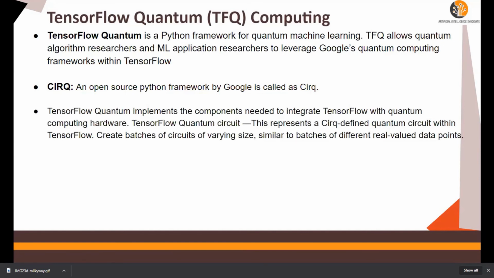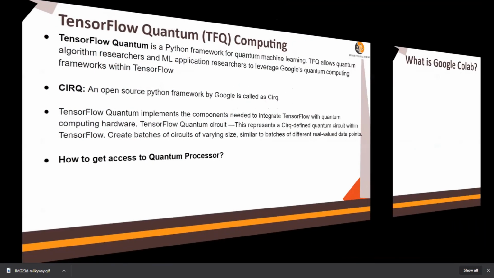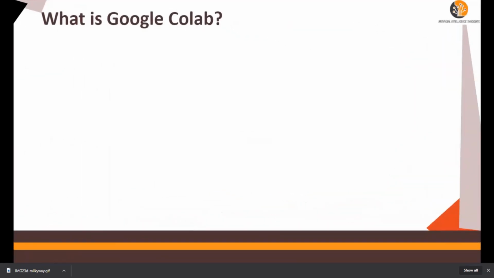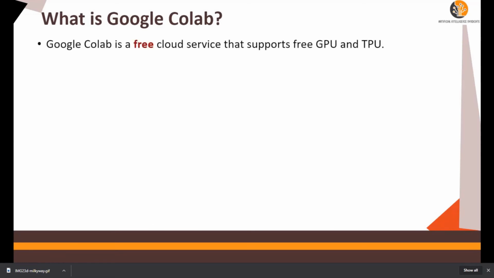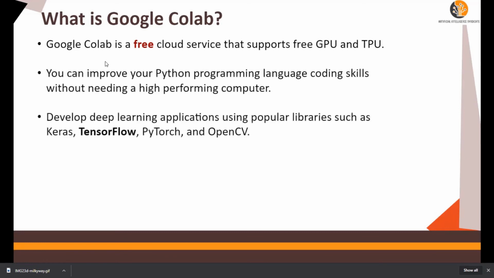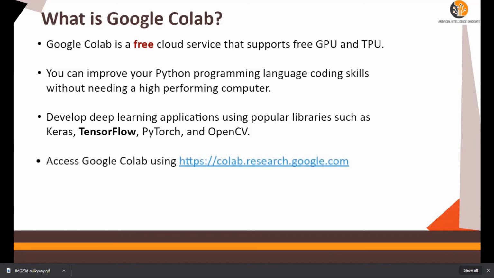TensorFlow Quantum implements the components needed to integrate TensorFlow with quantum computing hardware. You will not see a quantum processor, but you will be able to perform operations on those quantum processors. So how would you get access to quantum computers? This is done by Google Colab. I'm going to show how you can access quantum computers on Google Colab, which is a free cloud service that supports GPUs, which is graphics processing unit, and TPU, which is tensor processing unit. You can write your Python programs, and it supports TensorFlow, which has this package Cirq, and we will work together to learn quantum computing. How to access Google Colab?